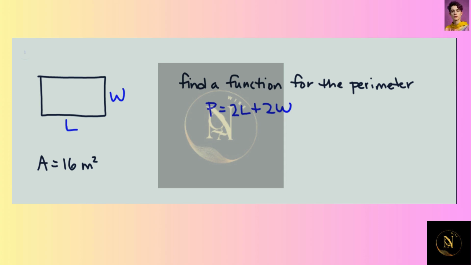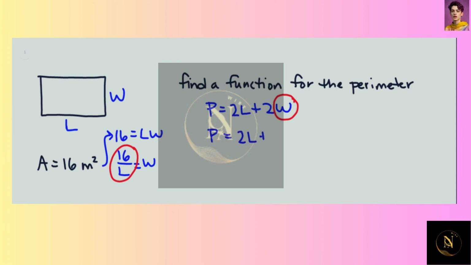So this is where the area is going to come into play. We know that area is 16, and we know that area is length times width. So we can use this equation to isolate W, and we have 16 divided by L equals W. So we could substitute that into our primary equation, our perimeter equation, where the W is. So now we have perimeter equals 2L plus 2 times 16 over L. That will help us to describe the perimeter as a function of only one variable.